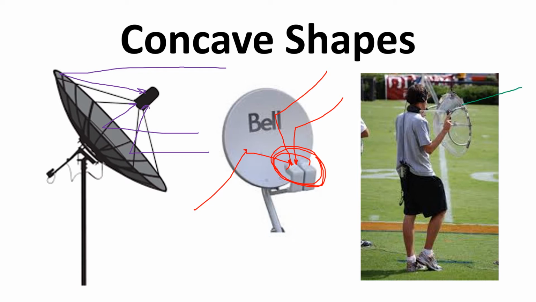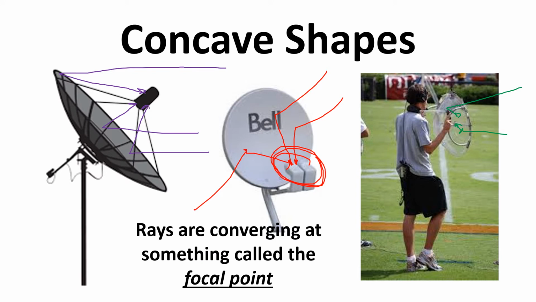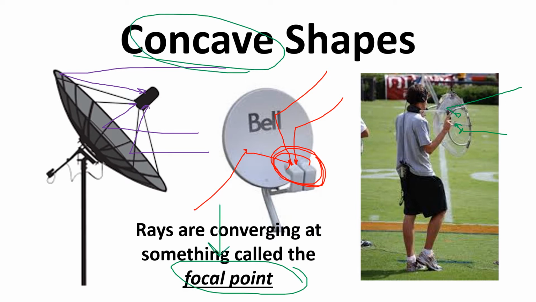And this one, you might remember or have seen at football games. They point this at the field, and the sound gets amplified so they can hear what the players are saying. So in all three scenarios, these rays are converging at something called the focal point. So a concave device has a focal point. We need to remember that as we proceed.